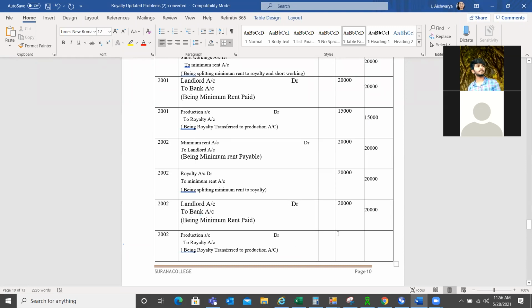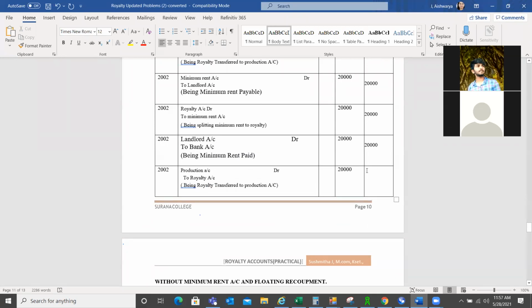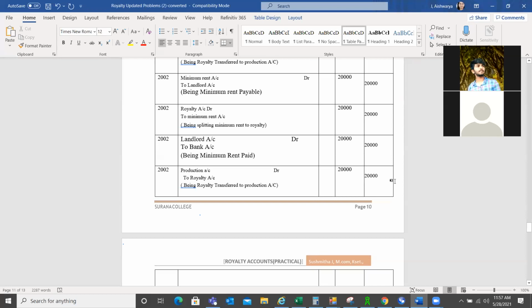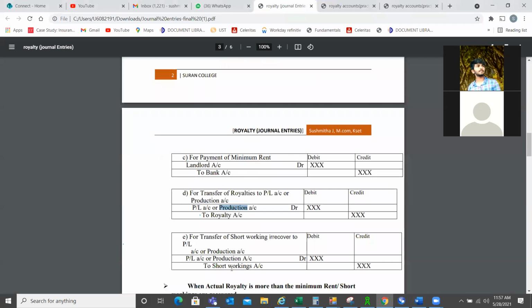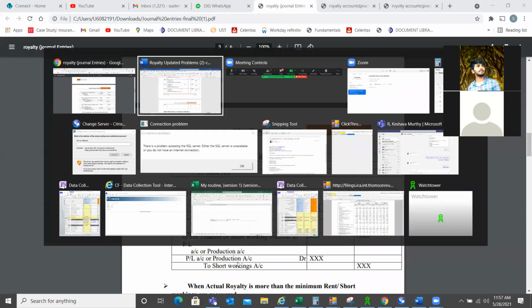How much are we transferring? The same amount, that is 20,000 only, because there is no short workings, right? The same thing. Okay, so we'll move on to the next one. That is in 2003. As we don't have recovered entries, we are not recording it, right? So next.